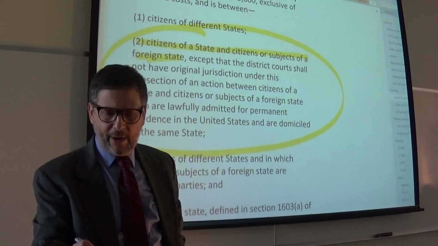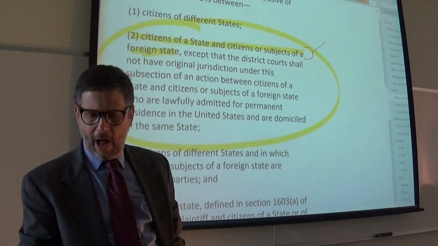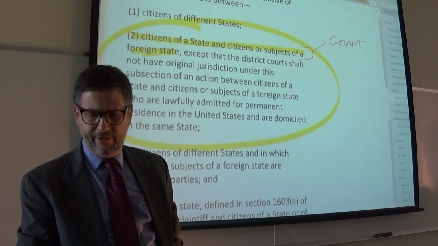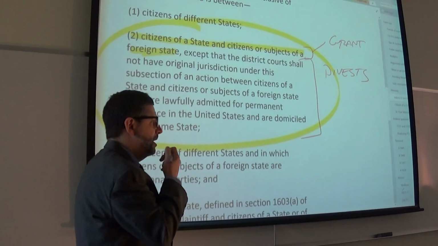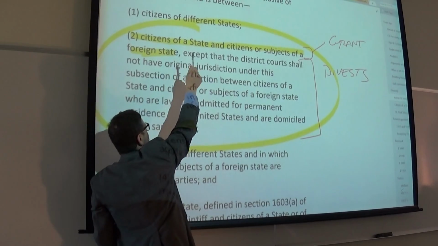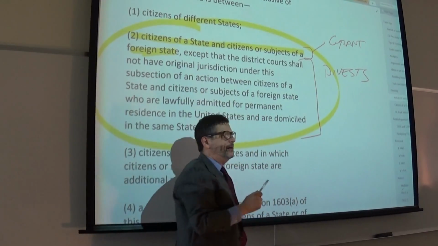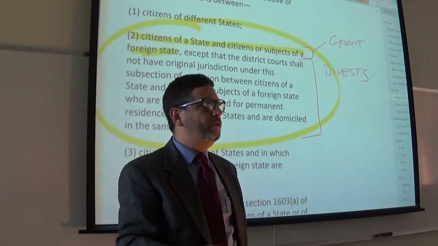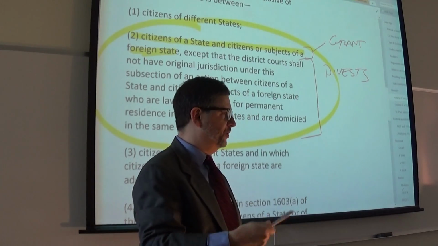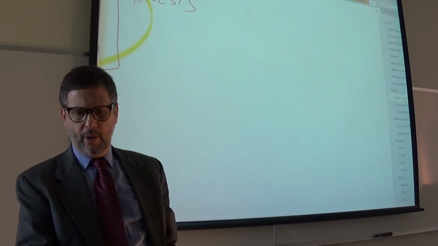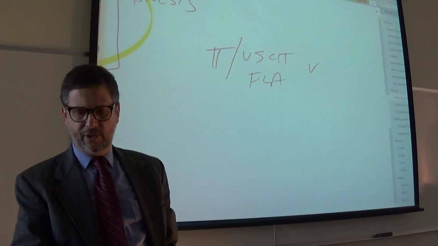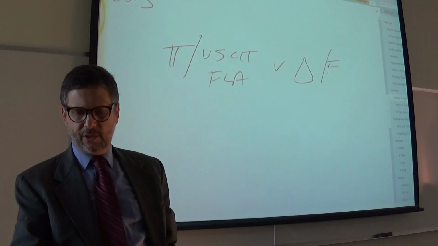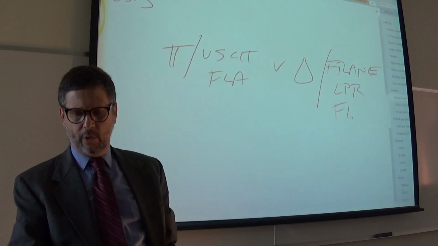Then what about the language after the comma? Well, the language before the comma is a grant of alienage jurisdiction, and everything after the comma divests alienage jurisdiction. And it tells us that even when the first clause is met, we will divest that grant of jurisdiction if the alien is a lawful permanent resident who's domiciled in the same state as an opposing party. So, for example, suppose you have plaintiff who's a U.S. citizen domiciled in Florida versus defendant who's from France, so alien, who's a lawful permanent resident who's domiciled in Florida.